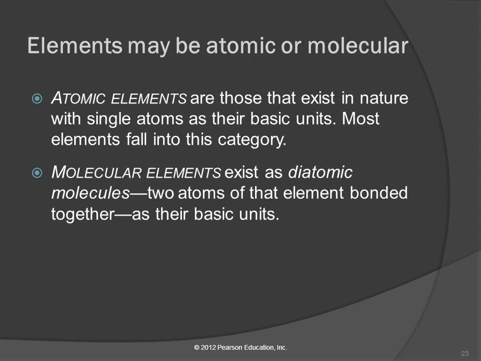So the divisions within elements. Elements can be atomic or molecular, and these describe the smallest particles in those elements. Most elements are atomic, and they're found as single atoms as their basic unit. Some, though, are found as molecules, and we're going to talk about the diatomic ones. There are a couple of others. Sulfur and phosphorus do some funky things, and so does carbon. We won't go into those. We're just going to talk about the diatomic ones.